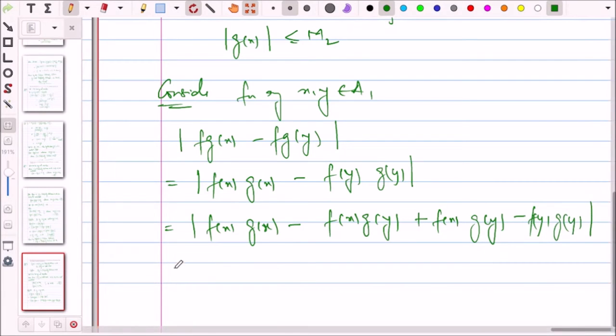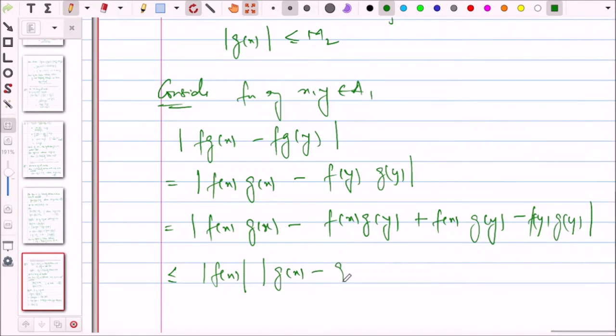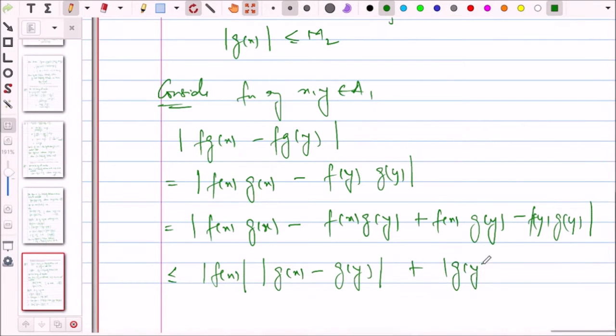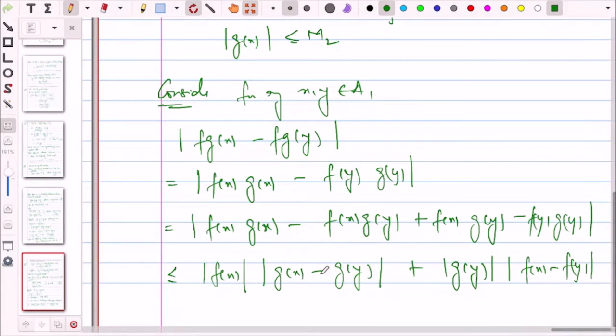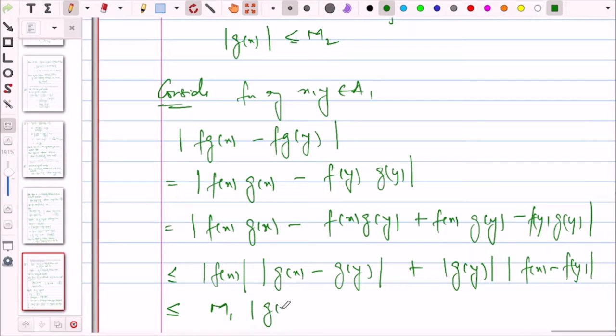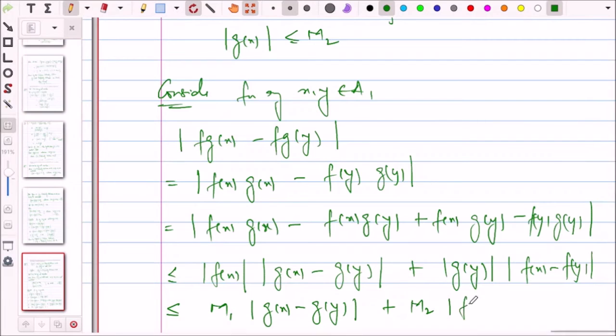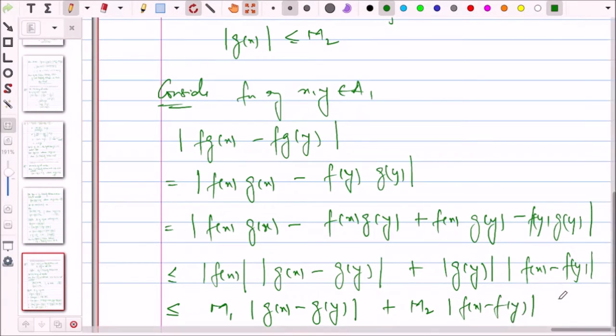Now on simplification, it is easy to see that you will get |f(x)| |g(x) - g(y)| plus |g(y)| |f(x) - f(y)| after using the triangle inequality. Now we can replace this |f(x)| by m1 and this |g(y)| by m2 using star. So this is m1 times |g(x) - g(y)| plus m2 times |f(x) - f(y)| using star. We have used star here. So mark it as double star.